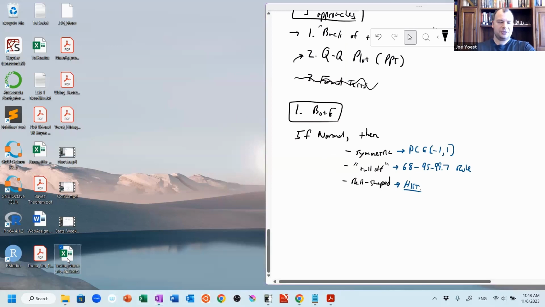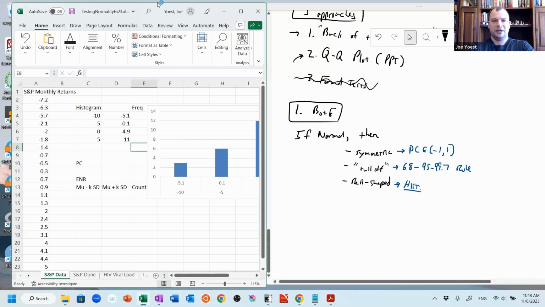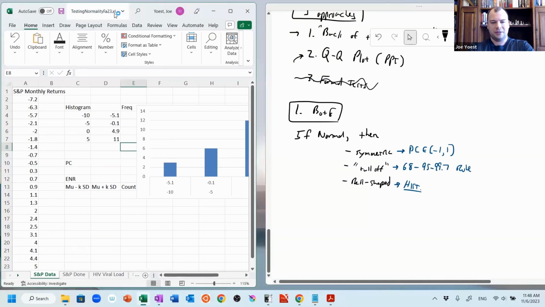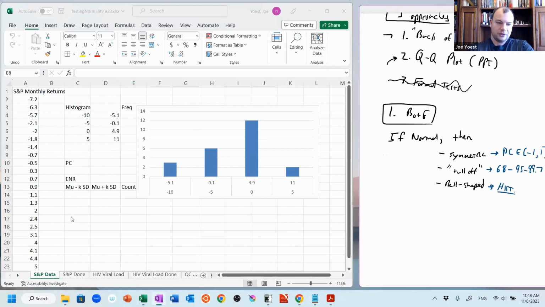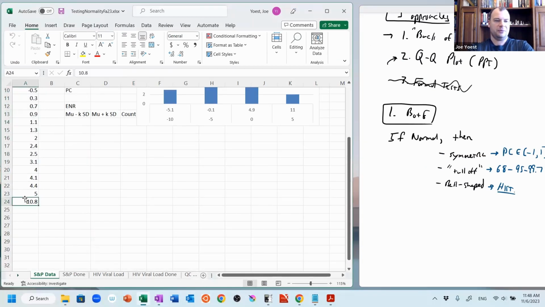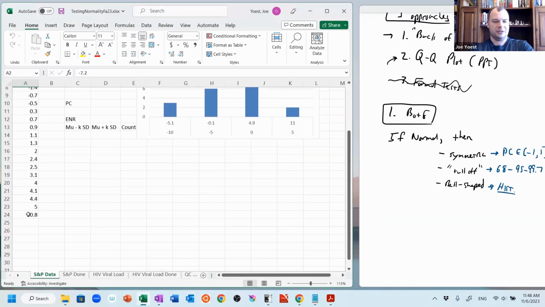Okay, so let's bring up this Excel file with some of the data and we'll investigate some of these data sets. So this first one is S&P data. These are some S&P 500 monthly returns ordered from most negative monthly return to most positive.